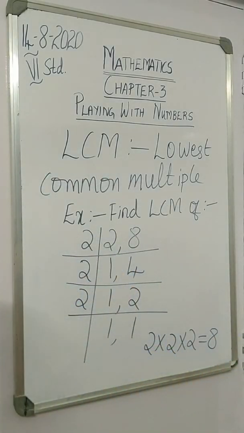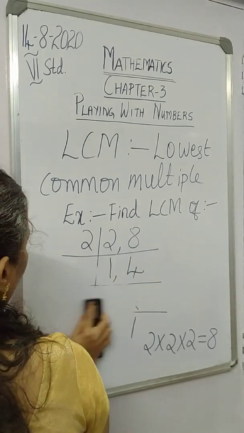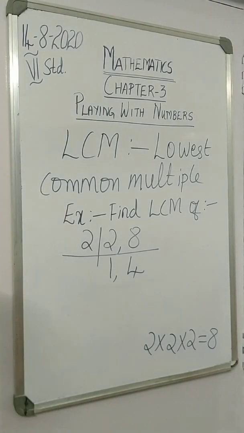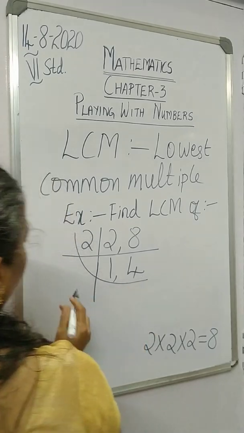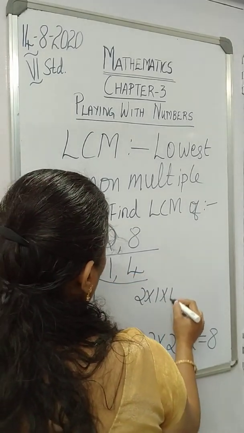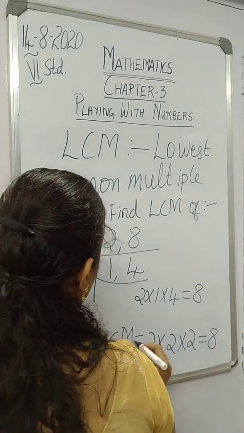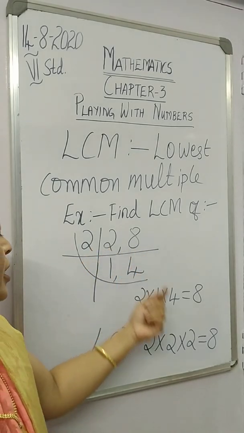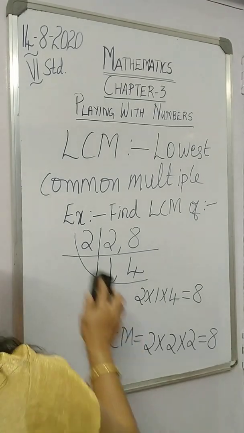Yes, if you had stopped here, now also you can find the LCM. Here you can multiply all these numbers, that is 2 into 1 into 4, that is also 8. So LCM of 2 and 8 is 8. Okay, is it clear? Let us see one more example.